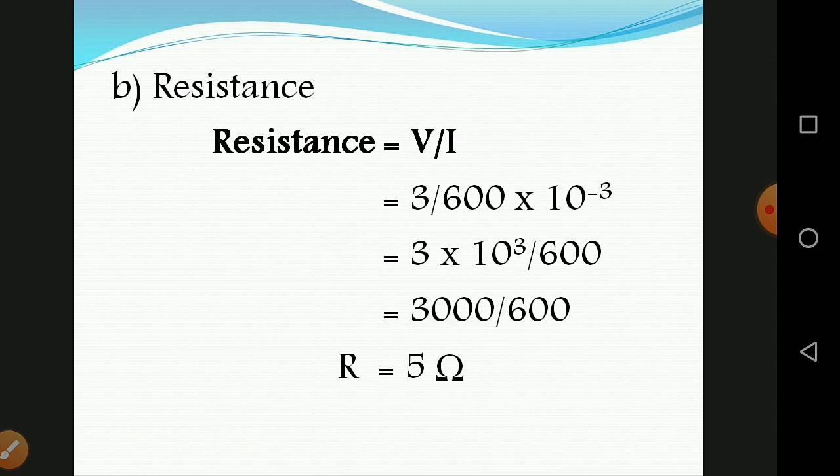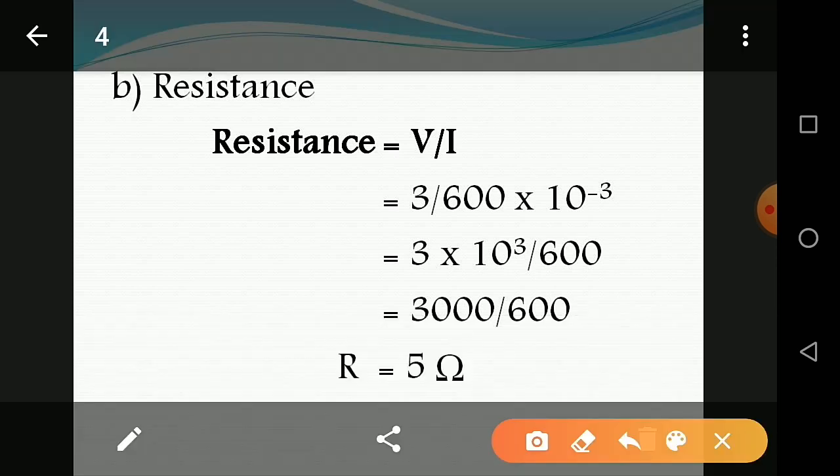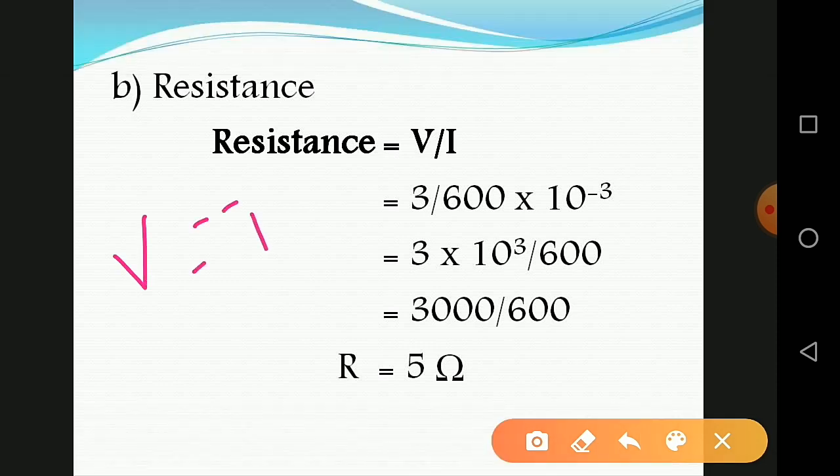The next one is the resistance. According to Ohm's law, what is Ohm's law? V is equal to IR. So we find the resistance. That's why R is equal to V by I.